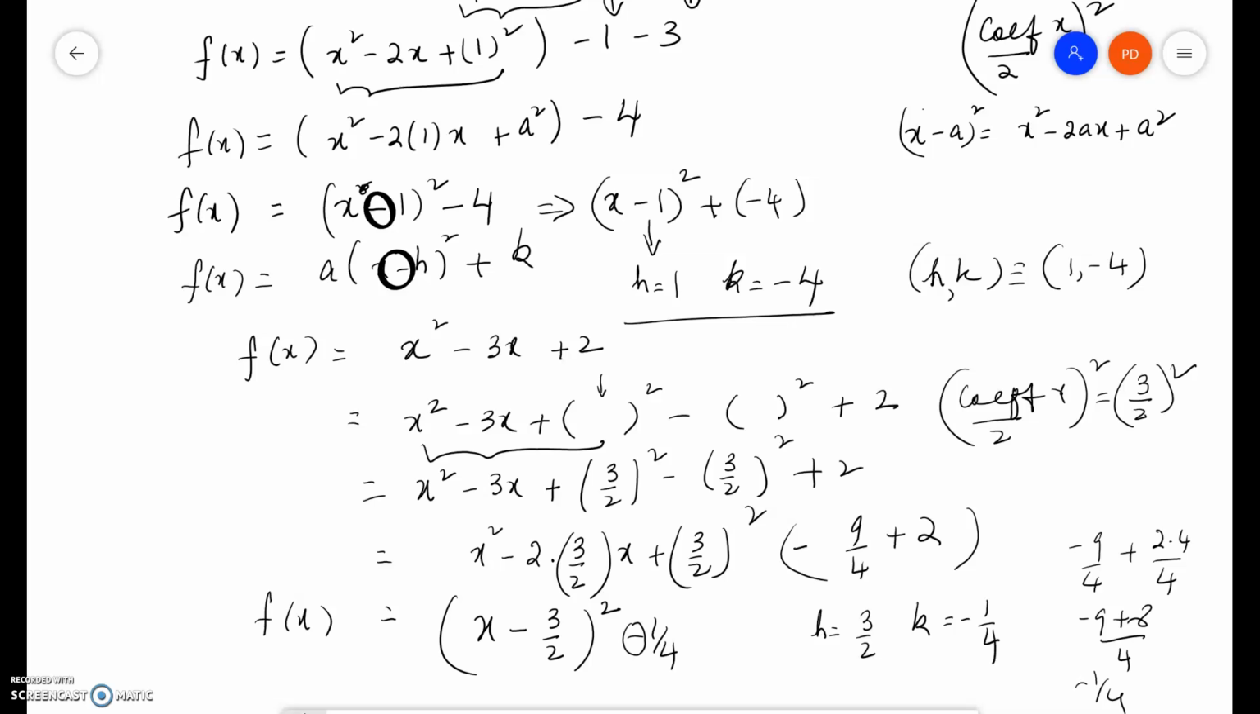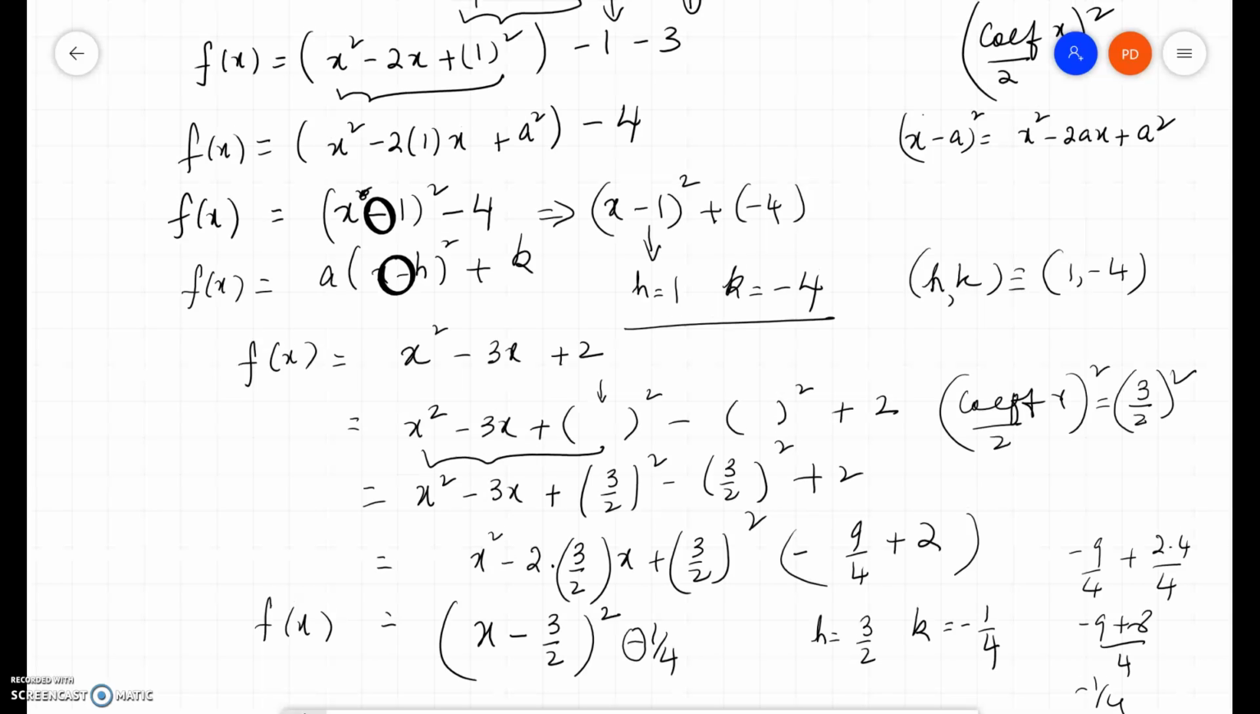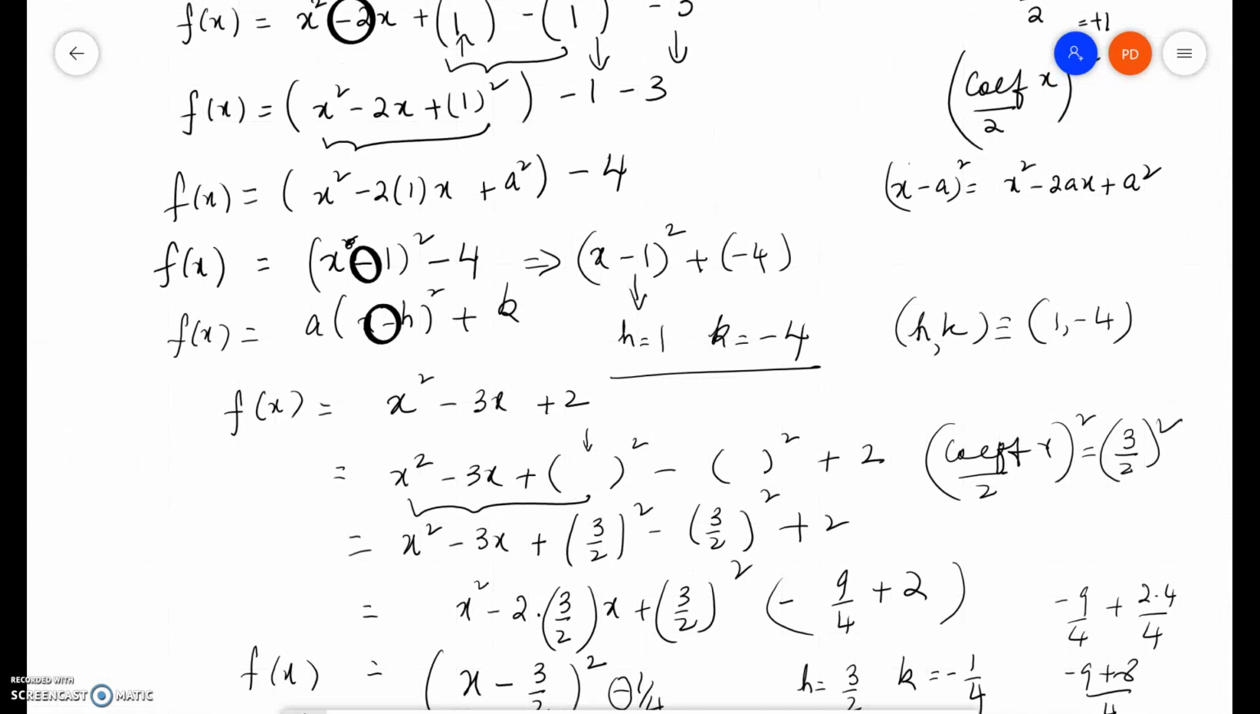Now in either case, once we've completed squares, clearly from this point on, if we've completed this square, so that is y equals x minus 1 the whole squared minus 4, we can easily find the vertex, the axis of symmetry, the domain, and the range of this particular function.